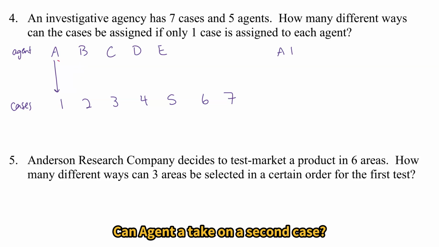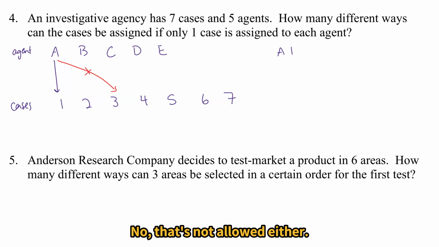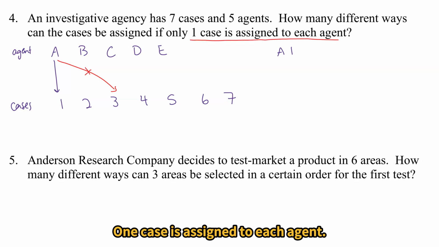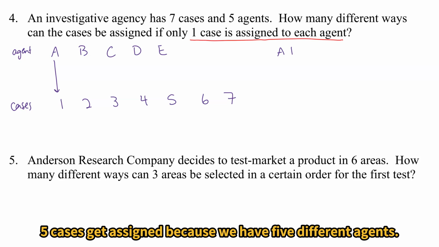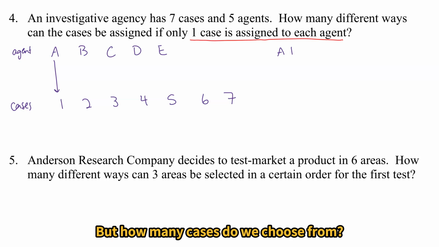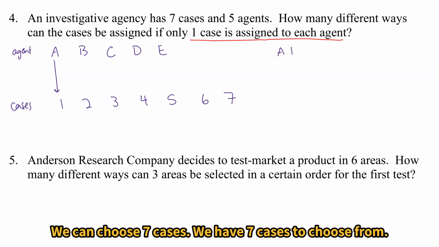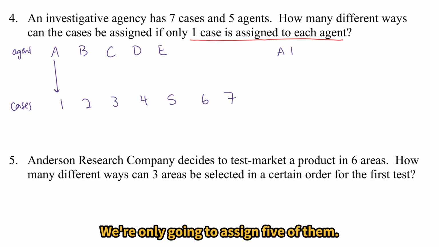Can agent A take on a second case? No, that's not allowed either. One case is assigned to each agent. So how many total cases get assigned? 5 cases get assigned because we have 5 different agents. But how many cases do we choose from? We can choose 7 cases. We have 7 cases to choose from, but we're only going to assign 5 of them.